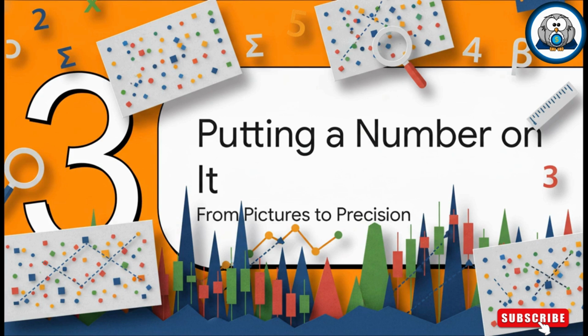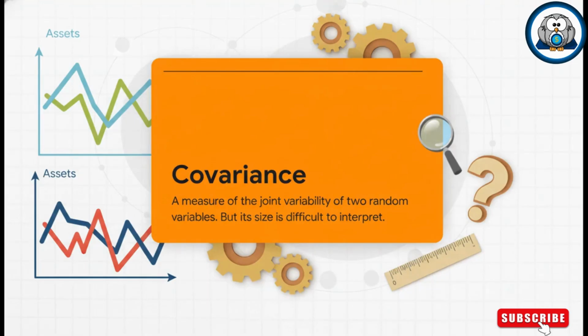But as analysts, we can't just eyeball it. We need to be more precise. We need to put a number on it. The first stop on that journey is a metric called covariance. It gives us a raw number that tells us if two assets tend to move together. Positive number, they tend to move in the same direction.